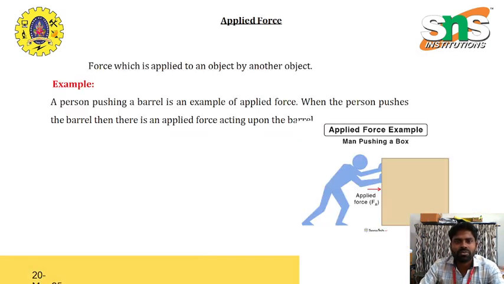Then next one is applied force. The applied force is an external force acting on the system. It may be a push or a pull force. It is the force applied to an object by another object. The example is a person pushing a barrel. When the person pushes the barrel, there is an applied force acting on the barrel.